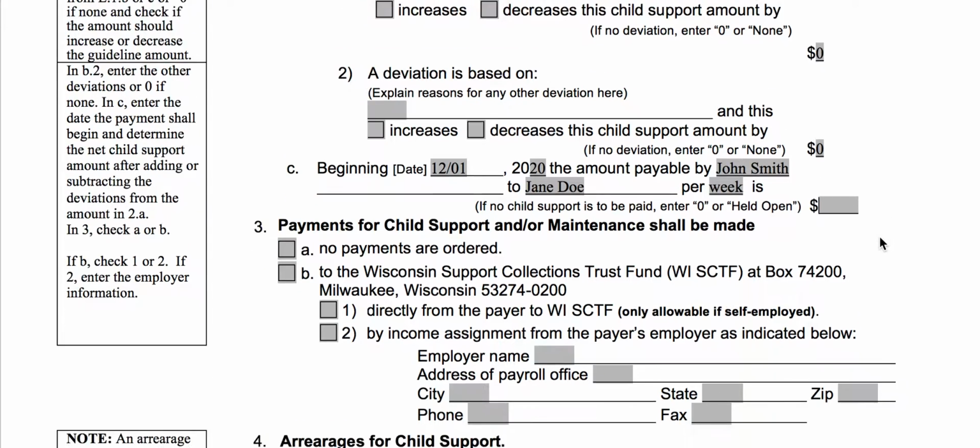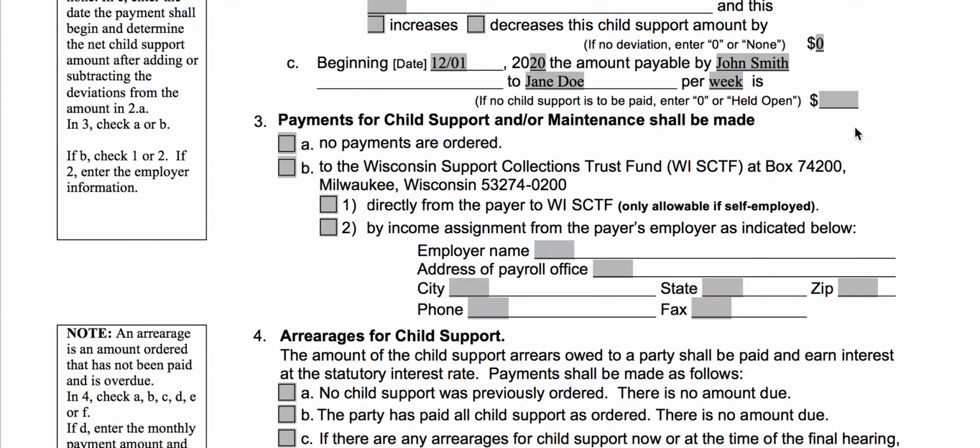If you do not, so if your number is 0, where you ended up is you want this to be 0 here, then you can say no payments are ordered and move on to the next section. For those of you who either have a number written here or have it blank, but blank because you don't know your ex's income and so you're wanting the court to calculate it in court, you're going to check B, and then you're going to indicate whether you want payments to be made directly to the trust fund.